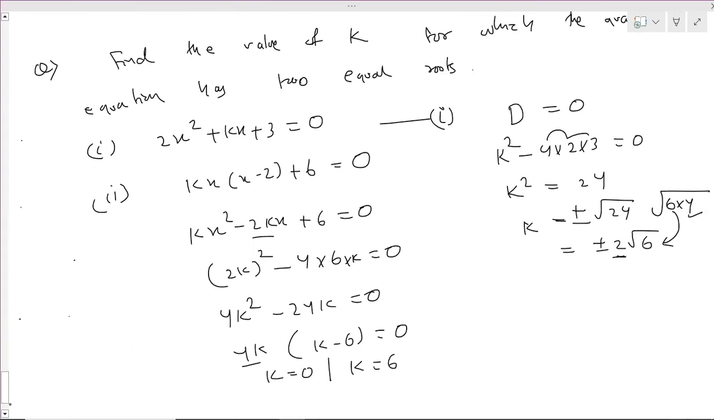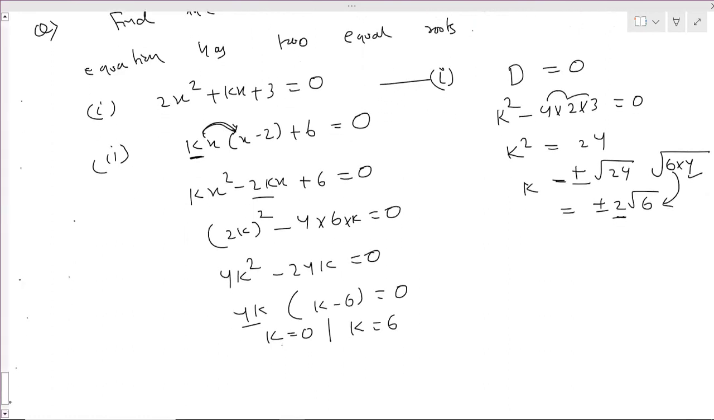All right. But if you take k equals 0, then this is not a quadratic equation, right? Yes. Good. So k equals 0 is invalid. So the answer is k equals 6. Is it clear? Yes, sir.